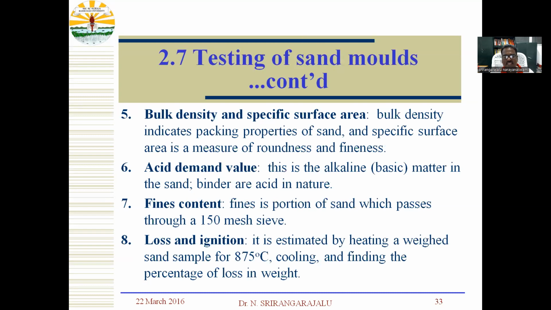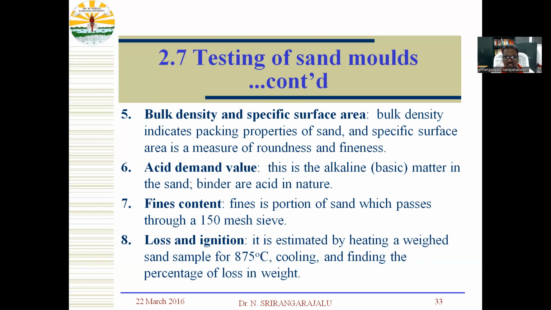So bulk density and specific surface area. Bulk density indicates the packing properties of sand, and the specific surface area is a measure of roundness and fineness. Acid demand value: this is the alkaline or basic matter in the sand, binder, or acid in nature. Fineness content: fineness is the portion of sand which passes through a 150 mesh sieve.